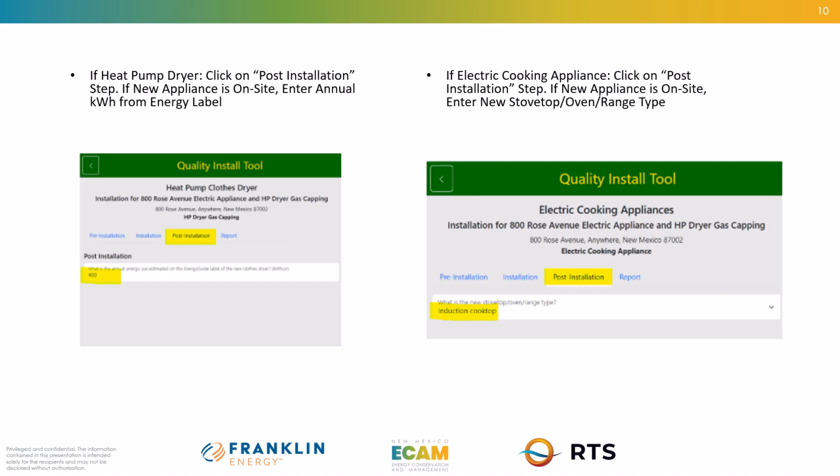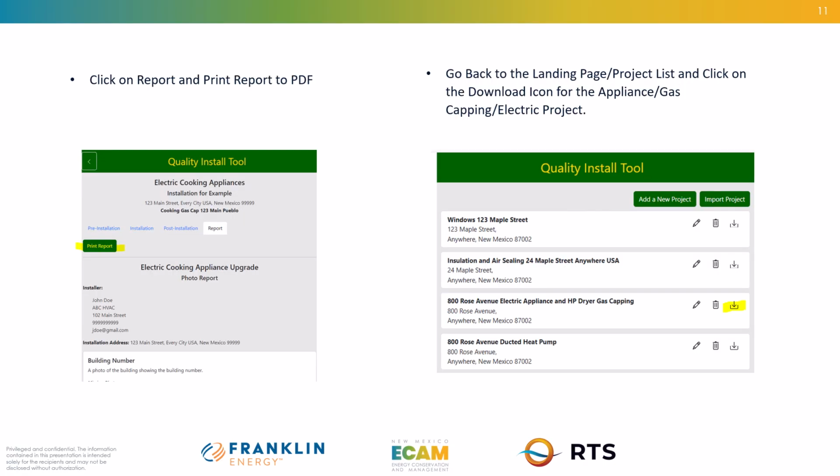If installing a heat pump dryer, click on Post-Installation Step. If the new appliance is on site, enter annual kilowatts from the energy label. If installing an electric cooking appliance, click on the Post-Installation Step. If the new appliance is on site, enter new stovetop, oven, or range type. Once completed, you will go to the Report tab and select Print Report PDF. From here, you will have the option of printing and/or emailing the report for upload into the RTS platform.